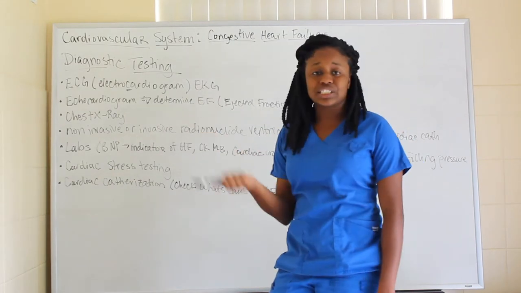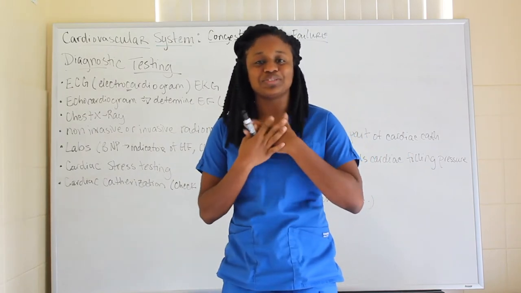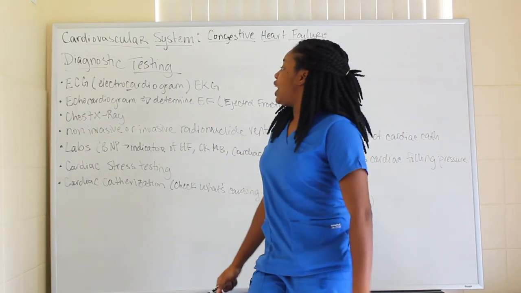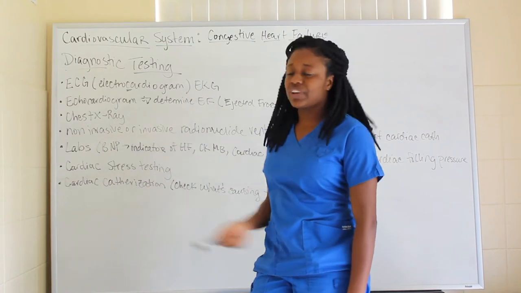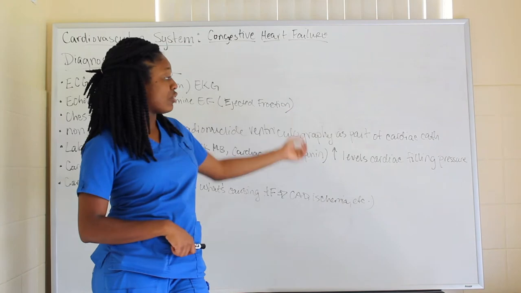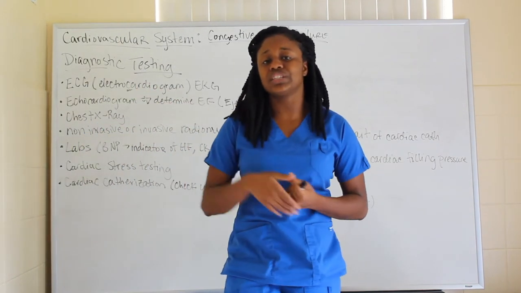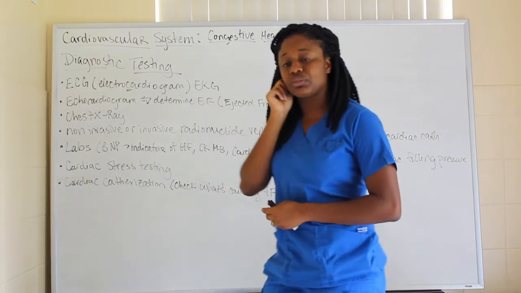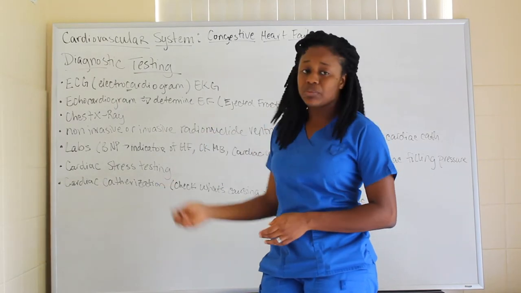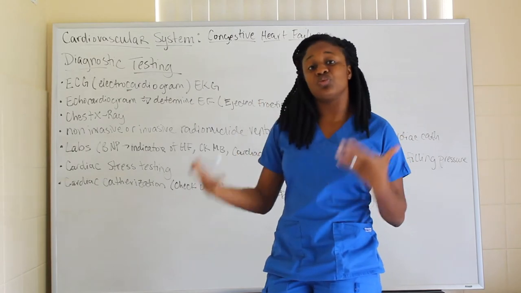Also, you have your chest x-ray, right, which is a given. Most of the time, if anything's going on with your heart, you're going to do a chest x-ray. You also have your non-invasive or invasive radionuclide ventriculography, and you can do it as part of the cardiac cath lab, which makes it invasive, or you can do it in a non-invasive way, okay? You also have your labs. All right, and just because you say labs doesn't mean that you're going to get the labs that you want, right?